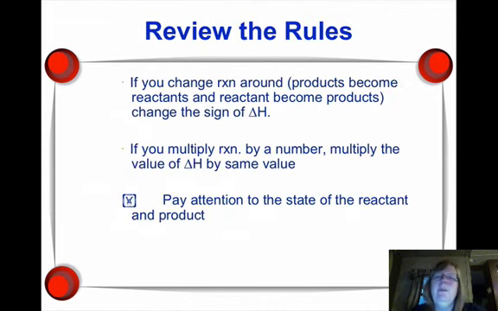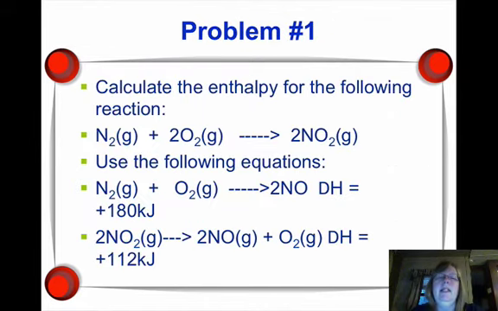So we've got a few rules that we have to play by, and these go back to our last video. If you change the reaction around, and we can do that, we can flip it and make the products the reactants and the reactants the products. What do you do with your delta H value? Well, you just change the sign. If you multiply a reaction by a number, and we can do that, you have to multiply the value of delta H by the same number. And again, pay attention to the states of the products and the reactants.